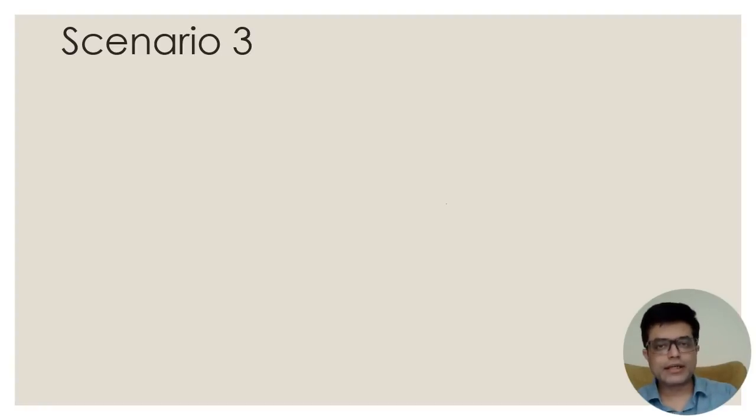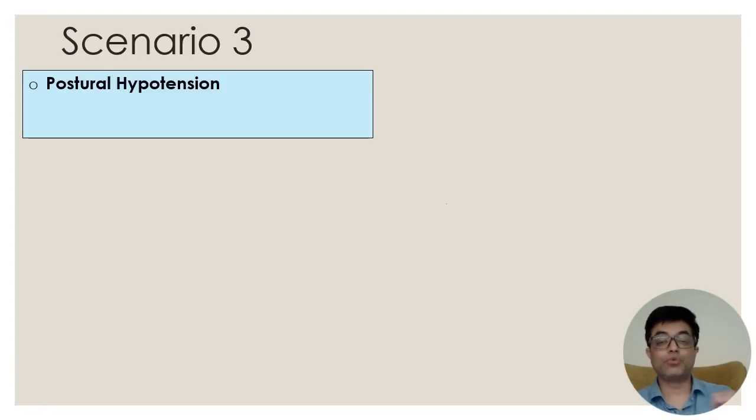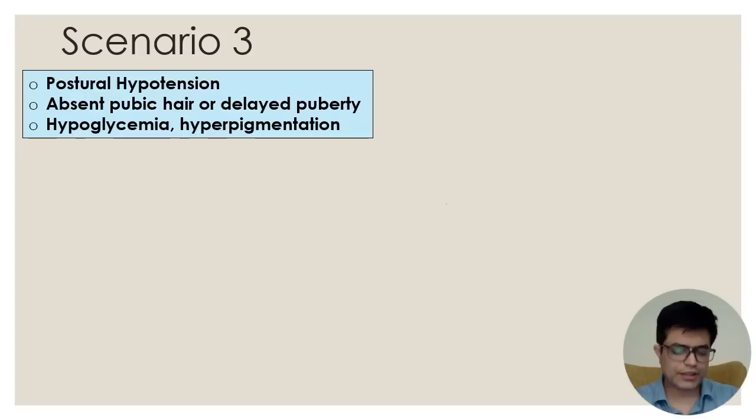Let us now look at scenario number 3. Examiner will say there is an adult patient who is presenting with postural hypotension, so BP is falling, absent pubic hair or delayed puberty, so something related to sex hormones is getting affected, and hypoglycemia and hyperpigmentation.